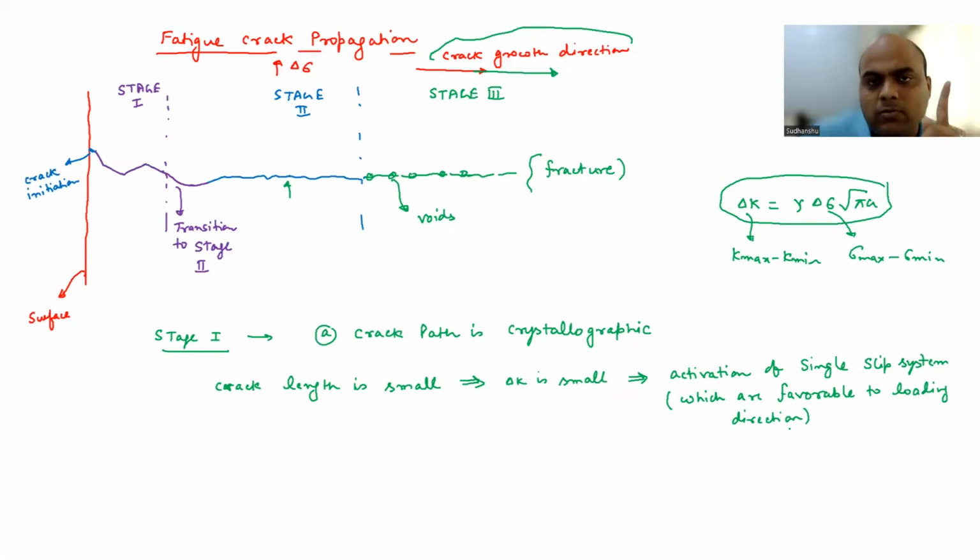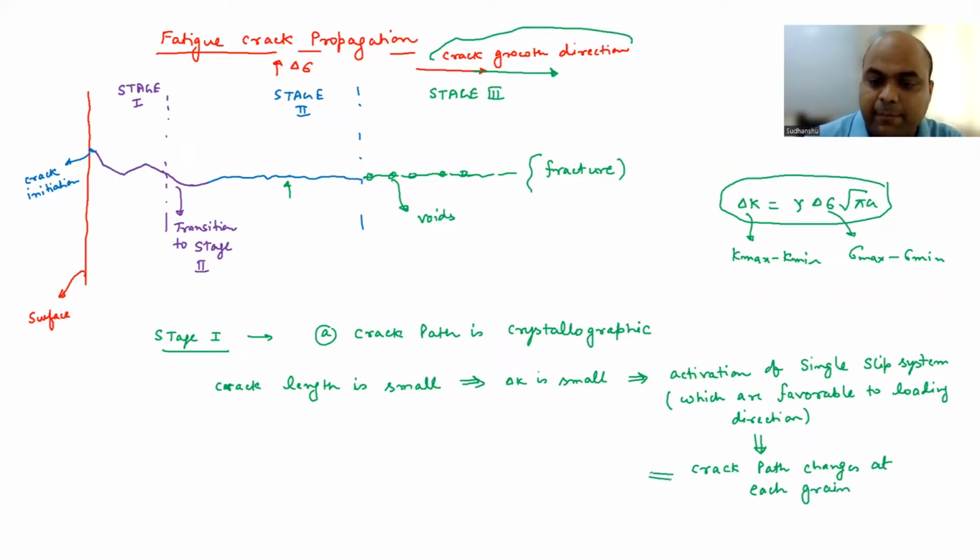The track now encounters another grain. So another slip system is going to be activated now because both grains have different orientation with respect to the loading direction, right? So the track path is going to change as soon as the track encounters a grain boundary. So track path changes at each grain because orientation is different for each grain.